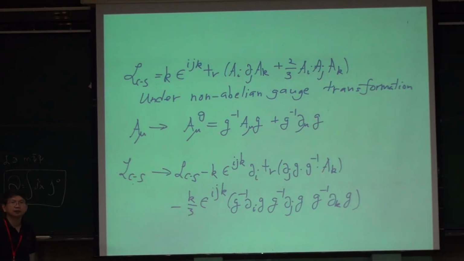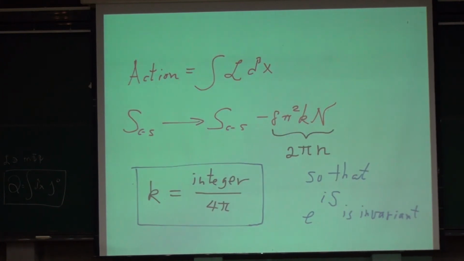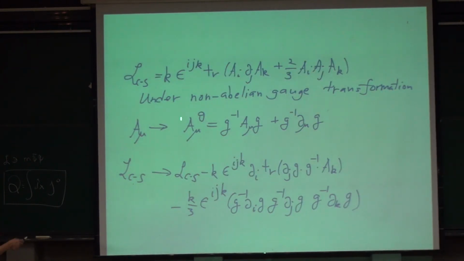This part is a total derivative. So that's okay. If you impose appropriate boundary conditions, the second part can be got rid of. But this part, if you integrate over a 3-dimensional space, it becomes an integer. So remember this part. Everything times k is a parameter, the coefficient of the Chern-Simons term. Because this is a Lagrangian and we are interested in the action, you need to integrate over d cube x.